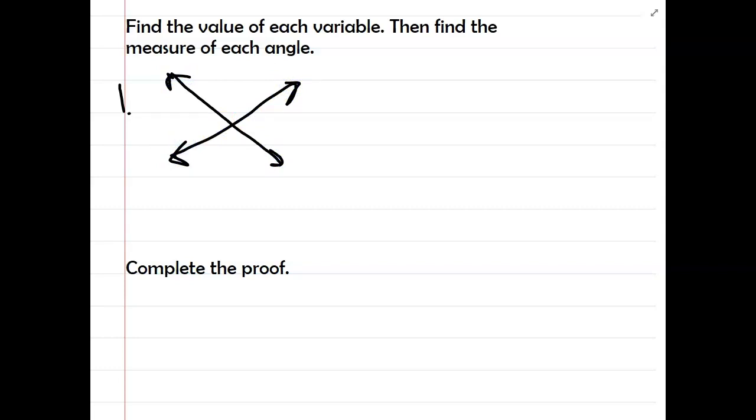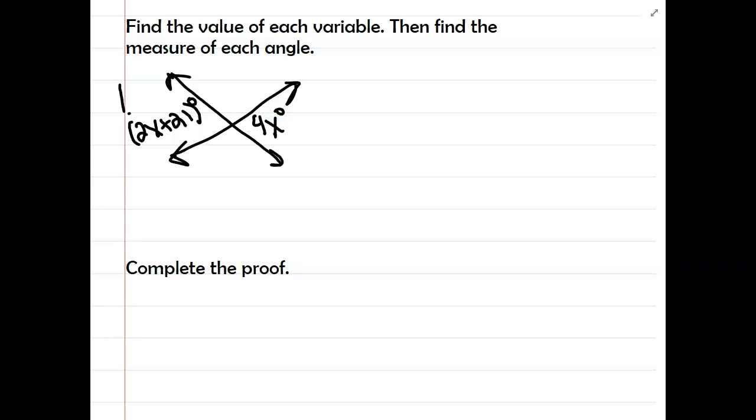Let's say this angle here is (2x + 21) degrees. The only reason it's in parentheses is because it's a quantity, just to show that it's the whole thing degrees, not 2x plus 21 degrees. And then we have 4x degrees. Okay, so I want to find the value of each variable.